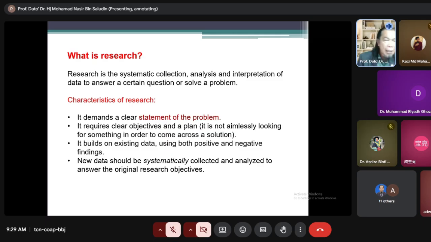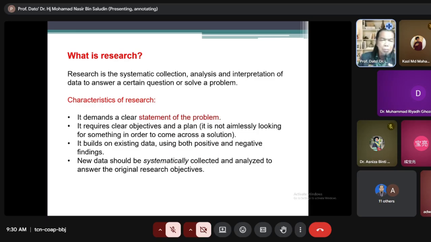Okay, we start now, discussing research. The thesis is about research. You are doing research. Research is systematic collection, systematic analysis, and systematic interpretation of data to answer a certain question or solve the problem. That means you must have a very good research problem under the problem statement.